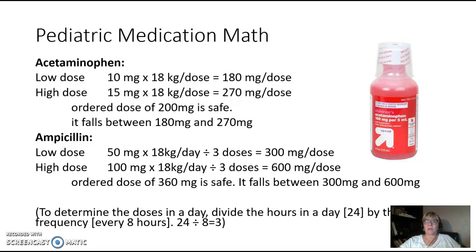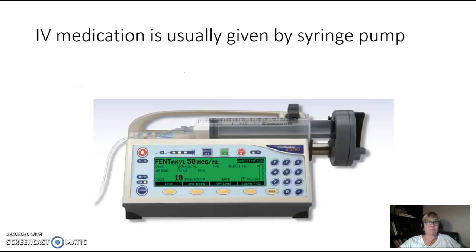If it were ordered every 12 hours, I'd do 24 divided by 12. I get 2 doses in a day. Say it was every 6 hours. 24 divided by 6, that's 4 doses in a day. And then we put it on a pump.